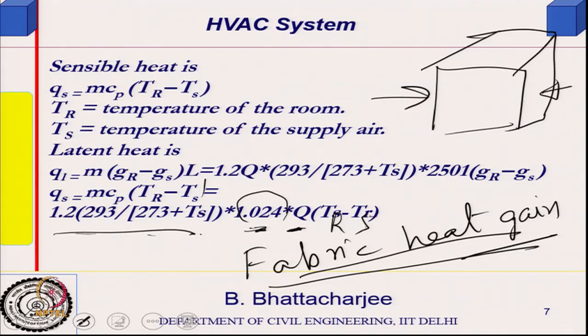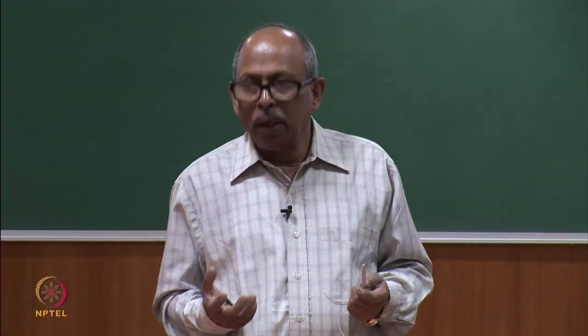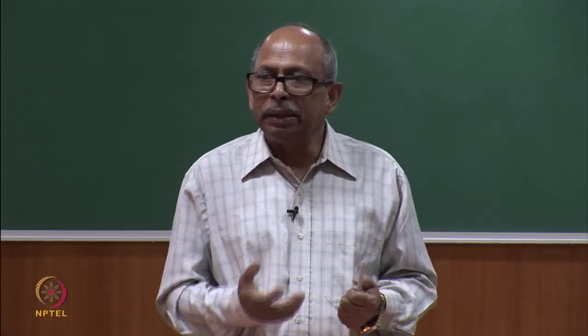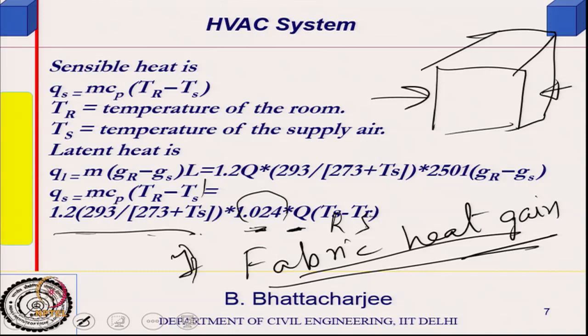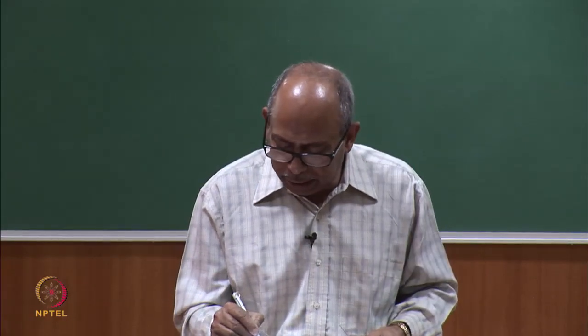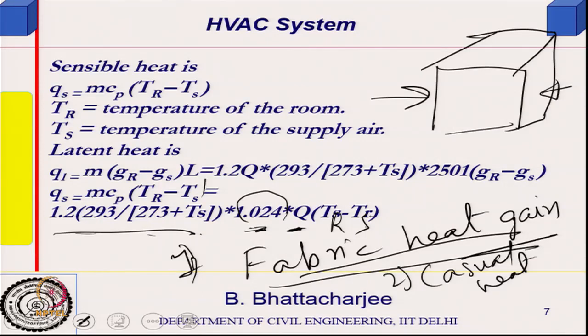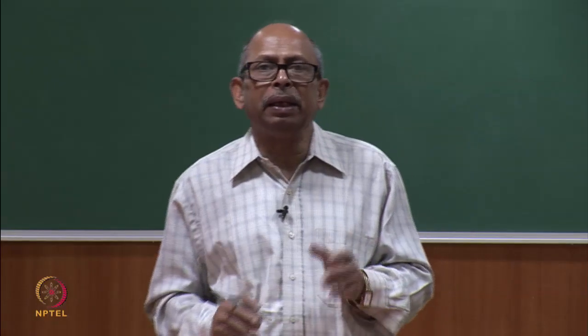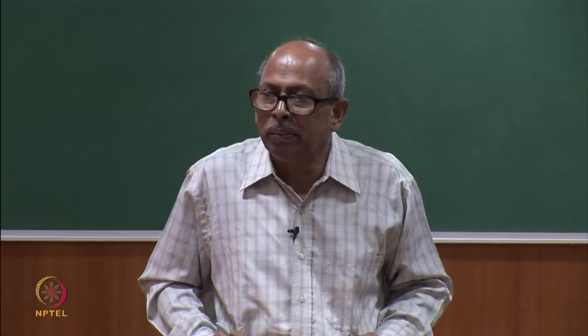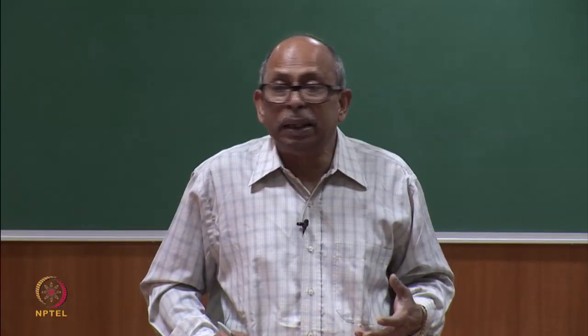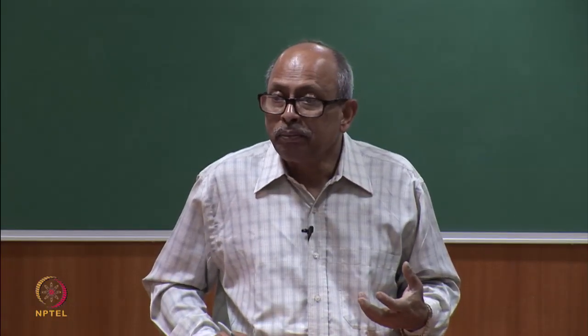Then there is casual heat gain. Casual heat gain would come from appliances and people inside. So one is fabric heat gain, two is casual heat gain. All this heat gain, some of it might be sensible heat gain. For example, fabric heat gain is largely sensible heat gain, related to temperature changes. But casual heat gain, some of it could even be latent heat gain.